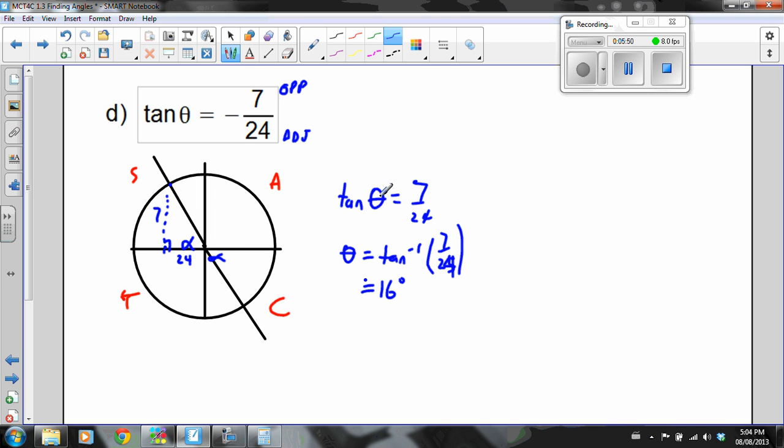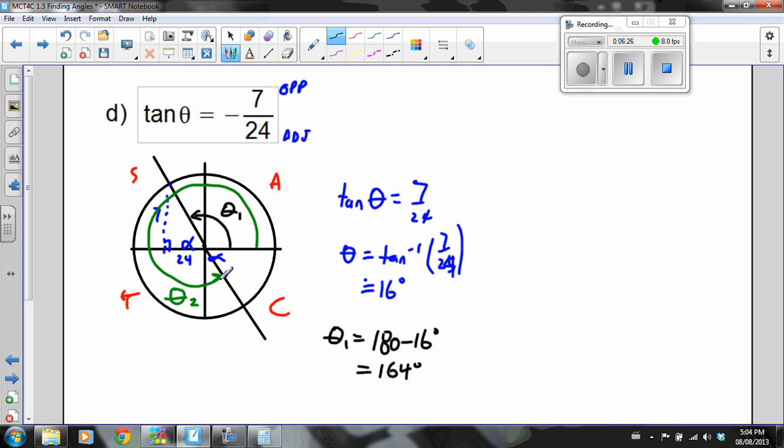And maybe I should have labeled this alpha, because I know my two solutions, one here and one all the way around here, neither of them is 16, but 16 is the reference angle. So here, if I write theta 1, how am I going to get what theta 1 is? If this is a 16-degree angle, it's 180 subtract 16, which is 164. Or this green one here is all the way around except for the reference angle: 360 subtract 16. What's that? That's 344. Done. Those are our two solutions. Still approximate because our reference angle is approximate.